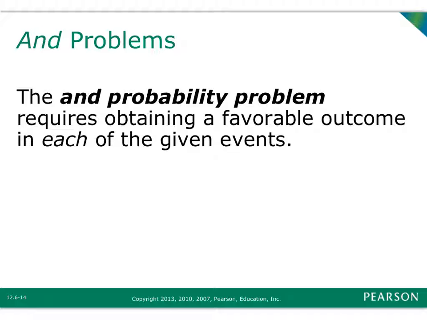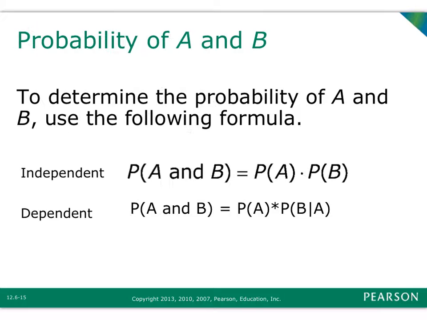So AND problems require obtaining a favorable outcome in each of the given events. In other words, it is the intersection of both events, or the overlapping of both events. So to determine the probability of A and B, we use the following formulas. If our events are independent, in other words, the probability of A does not affect the probability of B, then we just have the probability of A times the probability of B.